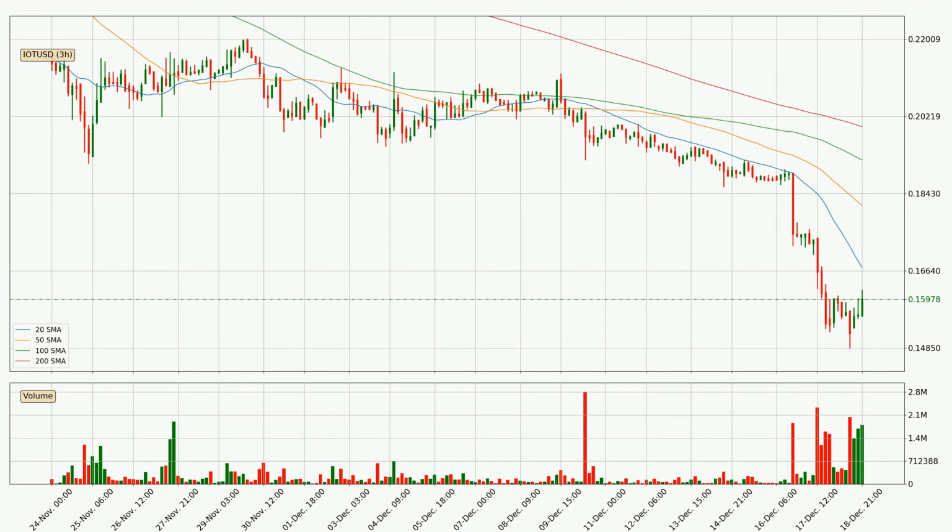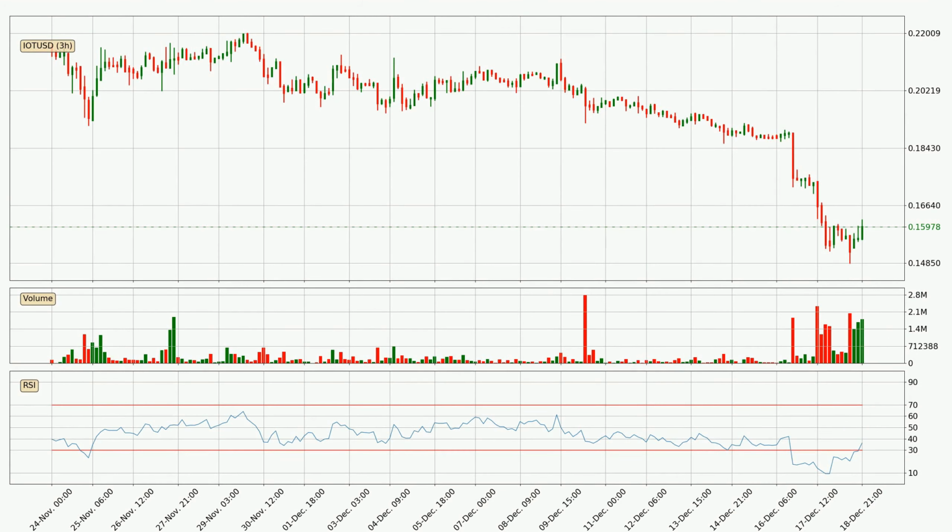Jumping to the 3-hourly simple moving averages, the current price is below all simple moving averages for this time interval, which looks bearish, and it is to watch if the closest SMA, the 20 SMA, will play as resistance or the price will break it to the upside above the current price of around 16.7 cents. Jumping to the 3-hourly relative strength index, the current 3-hourly RSI is at 36, so there are currently no signs of the crypto being overbought or oversold.